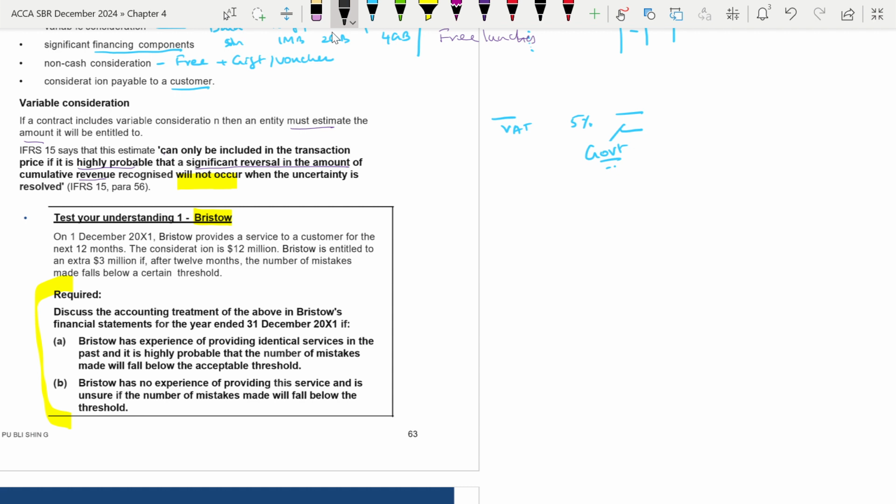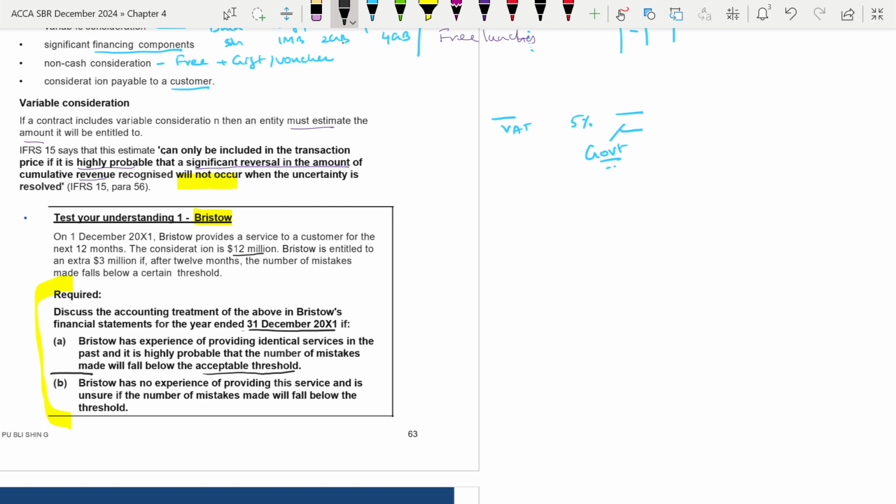Discuss the accounting treatment of the above for the year ended 31st December. First, we will discuss each one separately. Besto has experience of providing identical services in the past, and it is highly probable that the number of mistakes made will fall below the acceptable threshold. On 1st December, Besto provides a service to the customers for the next 12 months. The consideration is 12 million.